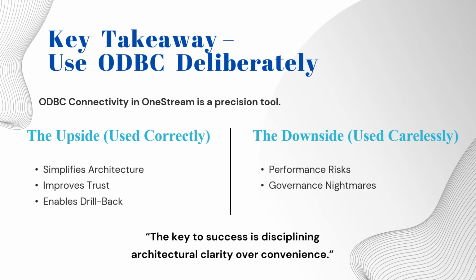ODBC connectivity in OneStream is a precision tool. If used correctly, it simplifies architecture, improves trust, and enables drillback. When used carelessly, it introduces performance and governance risk. The key to success is architectural discipline over convenience.